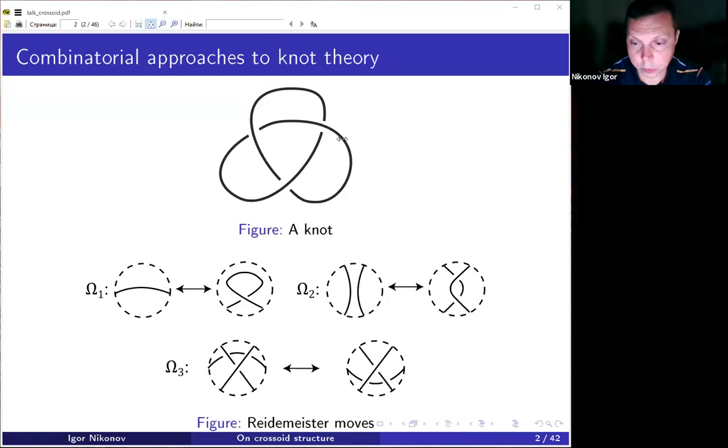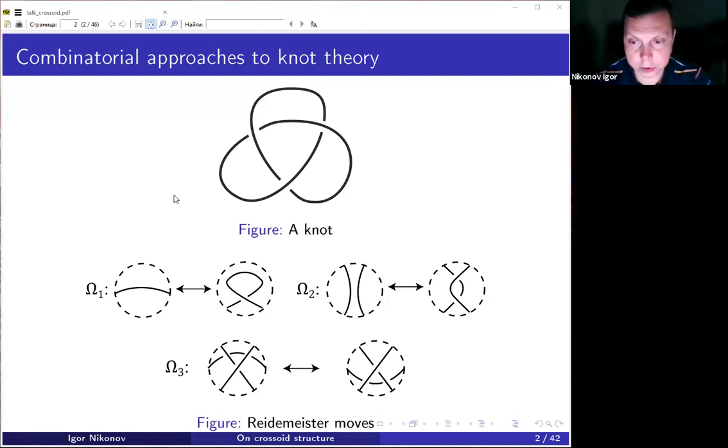and modulo Reidemeister moves. So there are three Reidemeister moves, and they induce the equivalence between the diagrams, and the equivalence classes of diagrams are knots and more generally links. And we will consider mostly oriented knots and links, so we assume that each component of a link or knot, if we have only one component, is oriented.